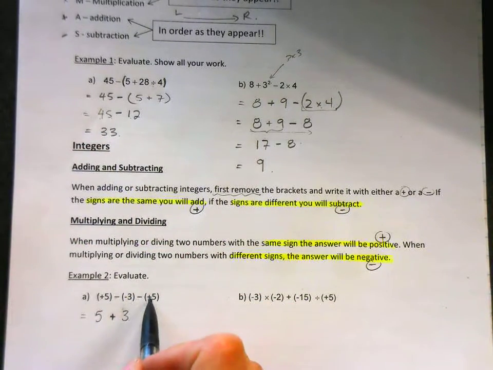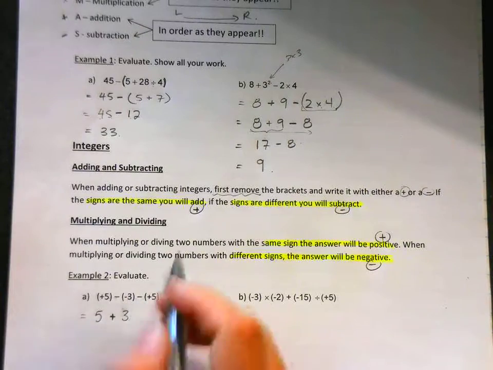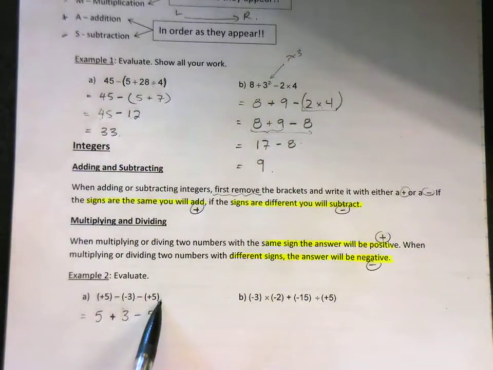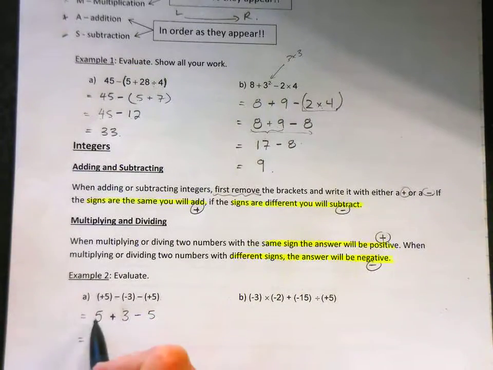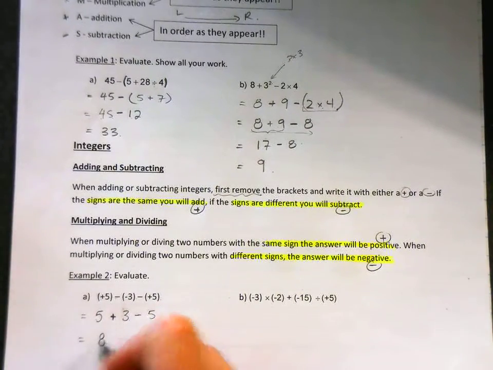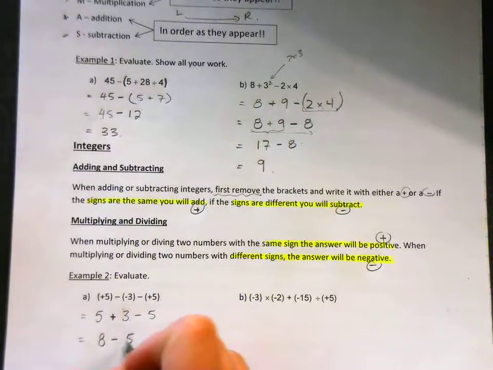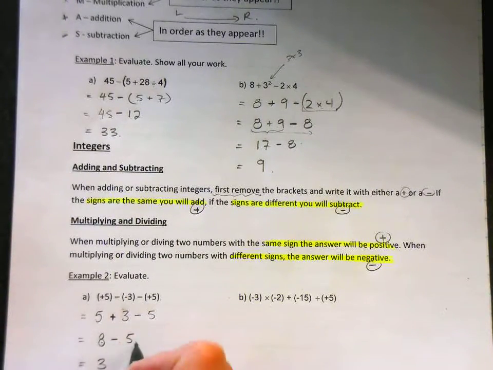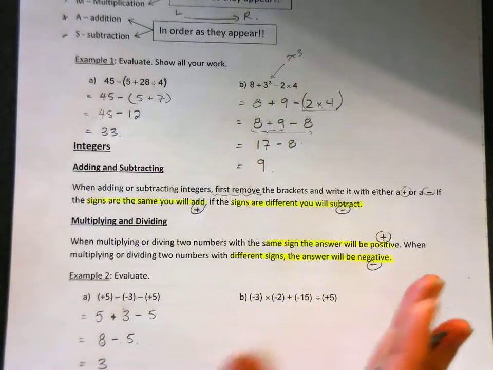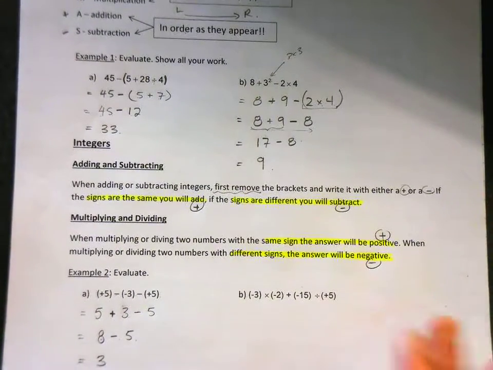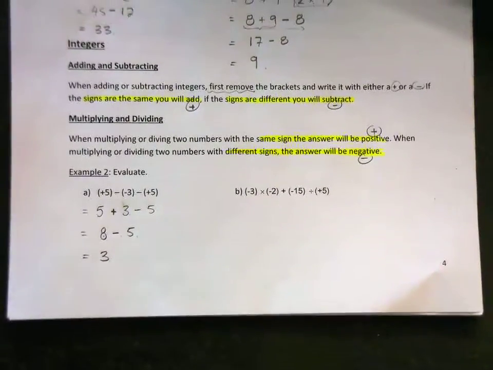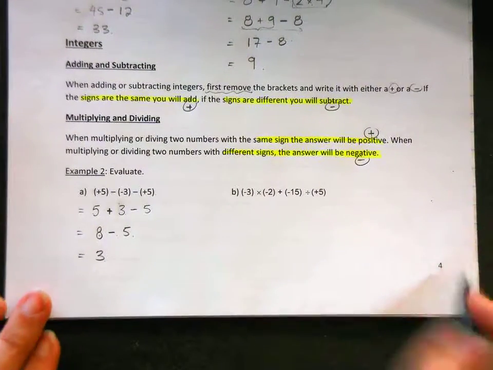Now here, when we have a negative and a positive, okay, they're different, so I have to subtract. So just put subtract 5. Now we've gotten rid of all of our brackets. So now I want to do the math. 5 plus 3 is 8, and I still haven't done this subtracting 5. I go ahead and do that. 8 subtract 5 is 3. If you need your calculator, use it. It's not a big deal. You don't want to get the wrong answer just because you make a little mistake.